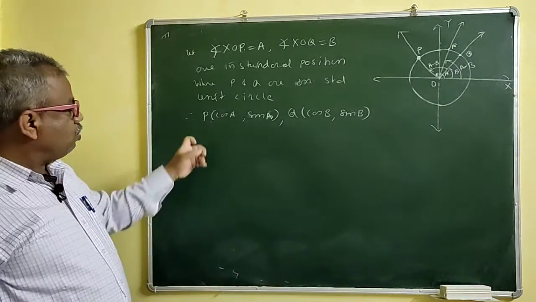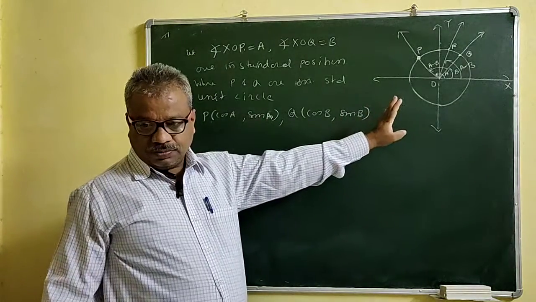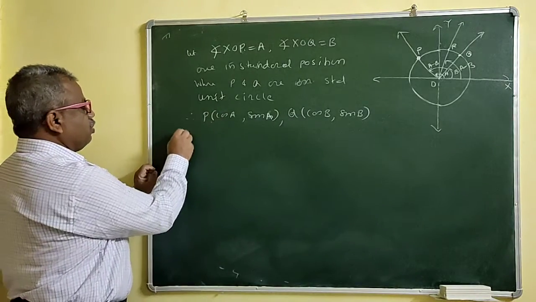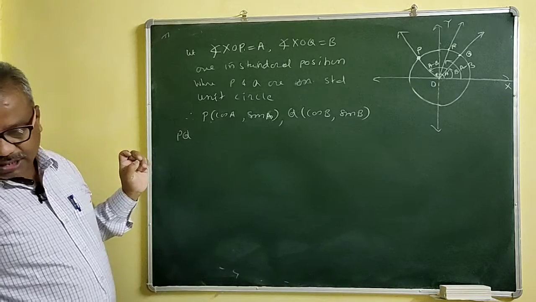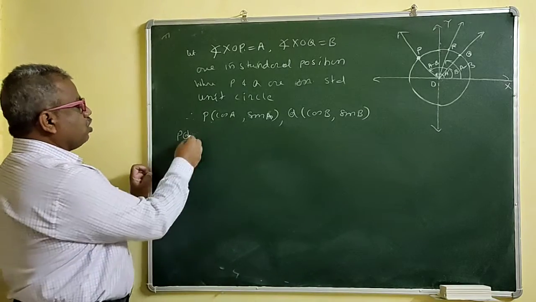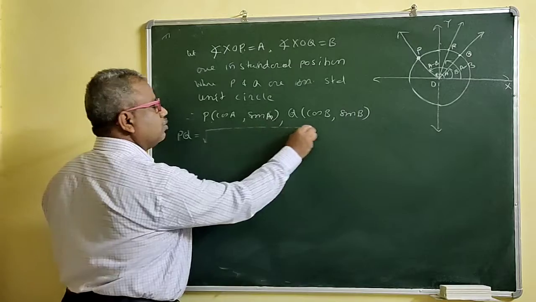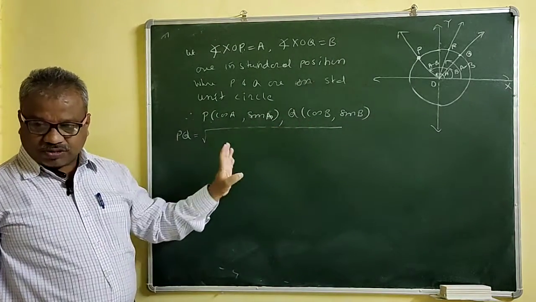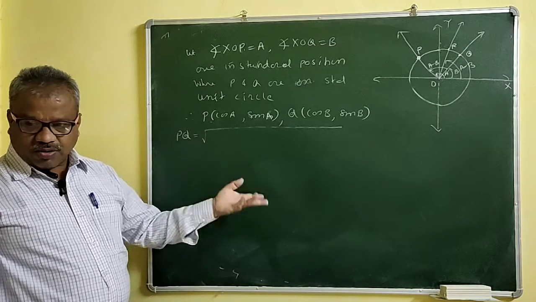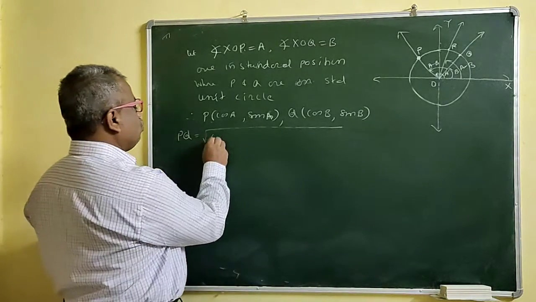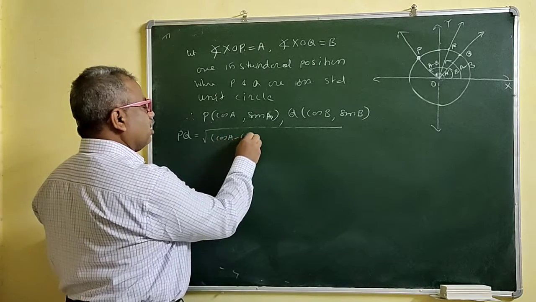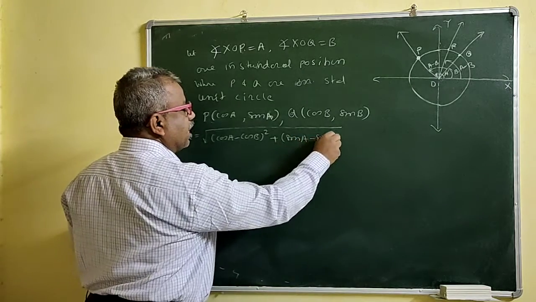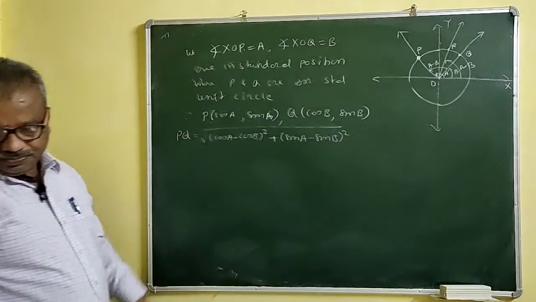So we have the coordinates of P and Q. The coordinates of P and Q are known to you. We'll find the distance between P and Q. So your PQ is the square root of the difference of the x-coordinates, squared, plus the difference of the y-coordinates, squared. So this will be the square root of (cos A minus cos B) squared plus (sin A minus sin B) squared.